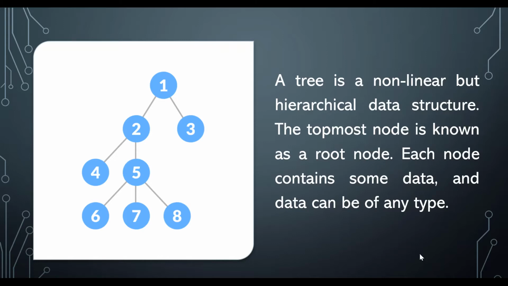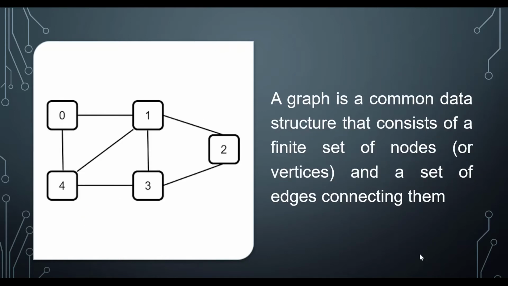A tree is a nonlinear but hierarchical data structure. The topmost node is known as the root node. Each node contains some data, and data can be of any type. Finally, we have the graph. A graph is a common data structure that consists of a finite set of nodes or vertices and a set of edges connecting them.